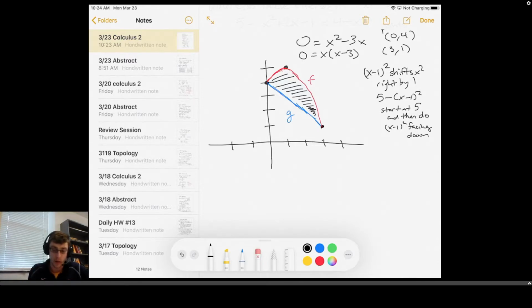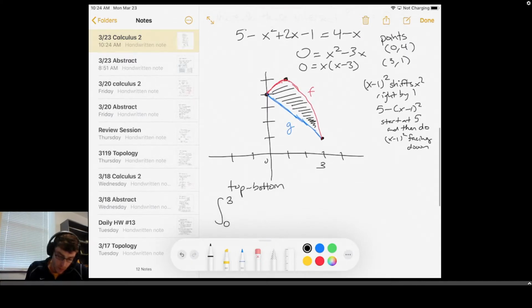It's the other way around. Yeah, so we want top minus bottom. And from, right, we want x equals 0 to x equals 3, because those are our bounds in this case, right? If our variable is x, we want our bounds to be in terms of x. And so we have 5 minus (x minus 1) squared minus (4 minus x).